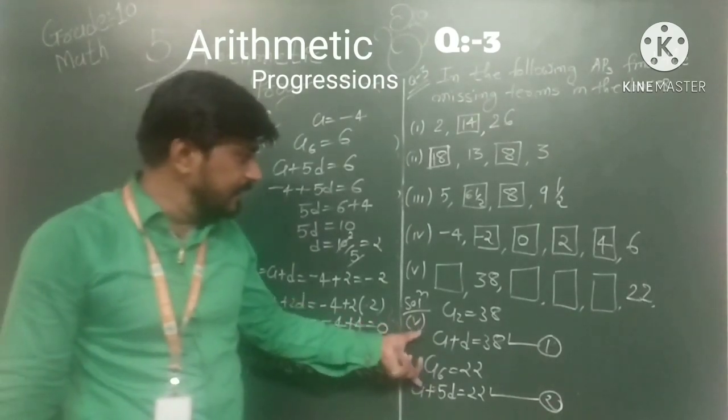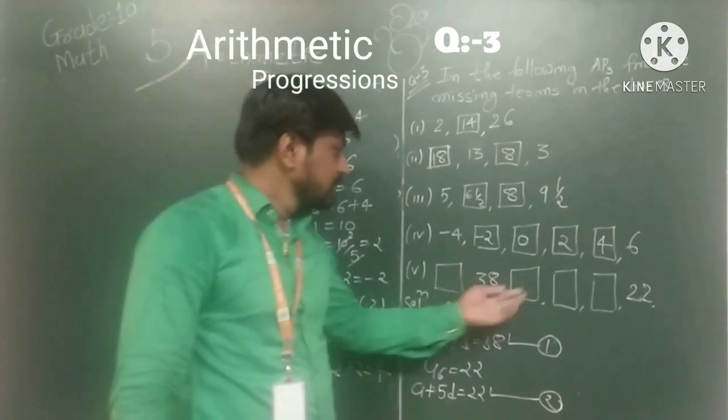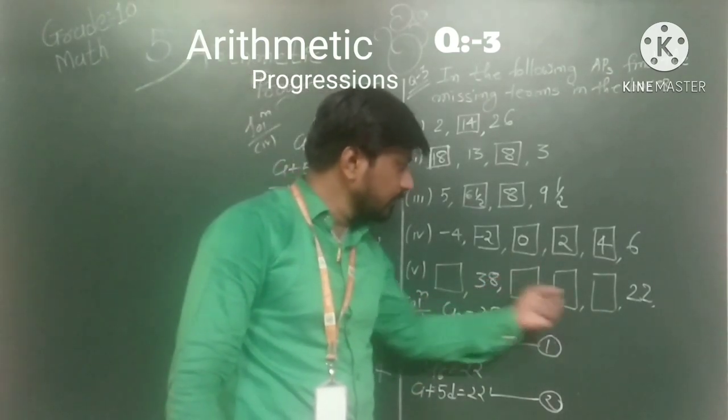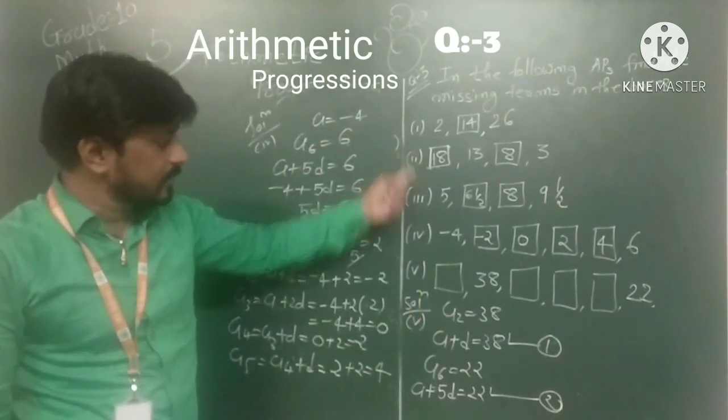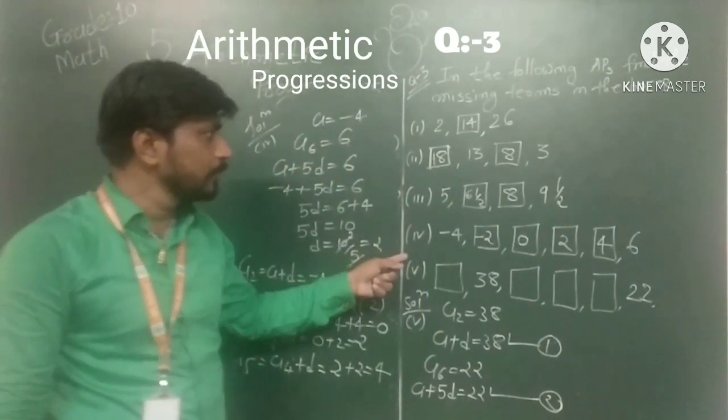After getting A and D, you can easily find the third, fourth and fifth terms. This example is exactly like the second one. Okay, that is up to you.